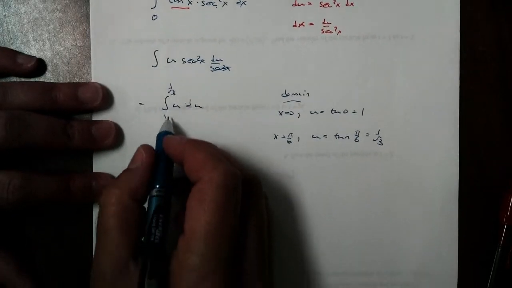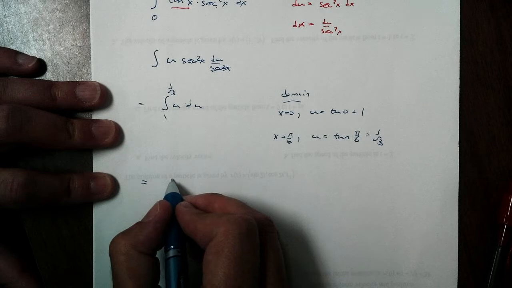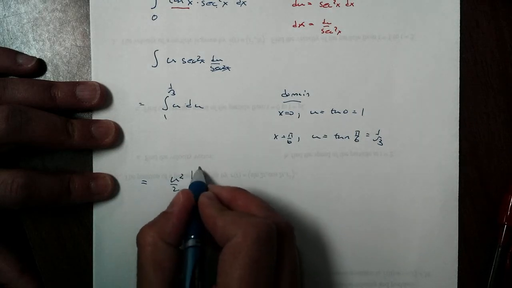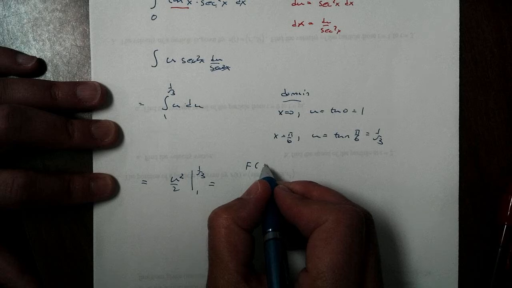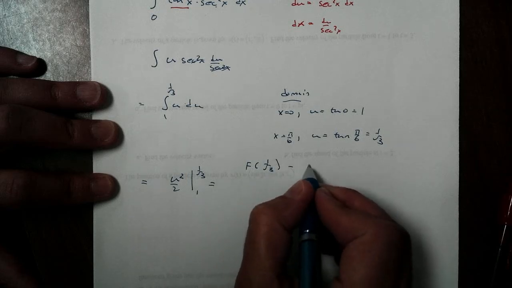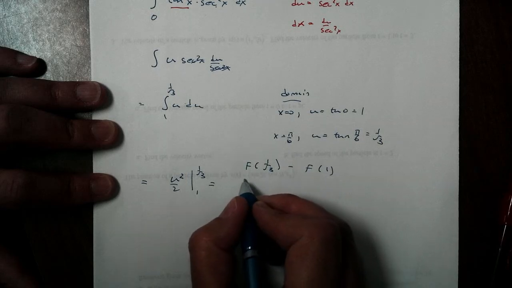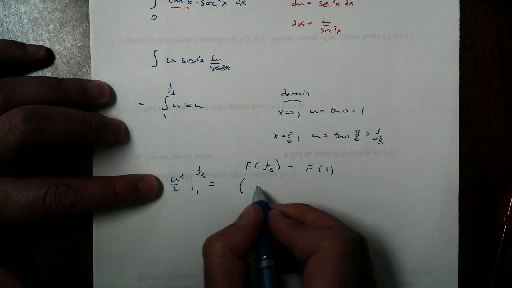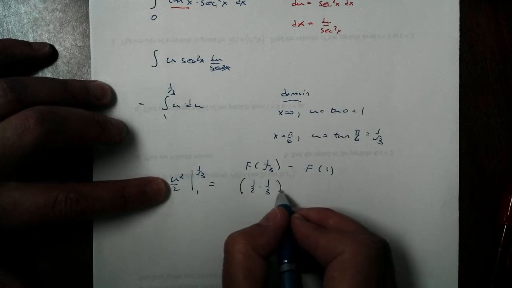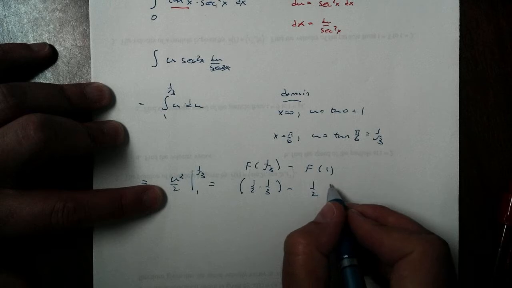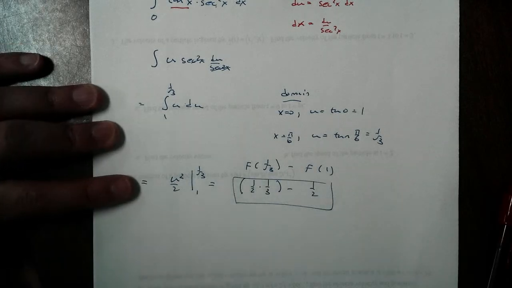And then I can integrate this. Everything's in terms of u. So I'm going to get u squared over 2 from 0 to 1 over root 3. And my FTC step, f of 1 over root 3 minus f of 0. Plug in. We get, what's that? 1/2 times 1/3, minus, plug in 0. I just leave it alone right there.